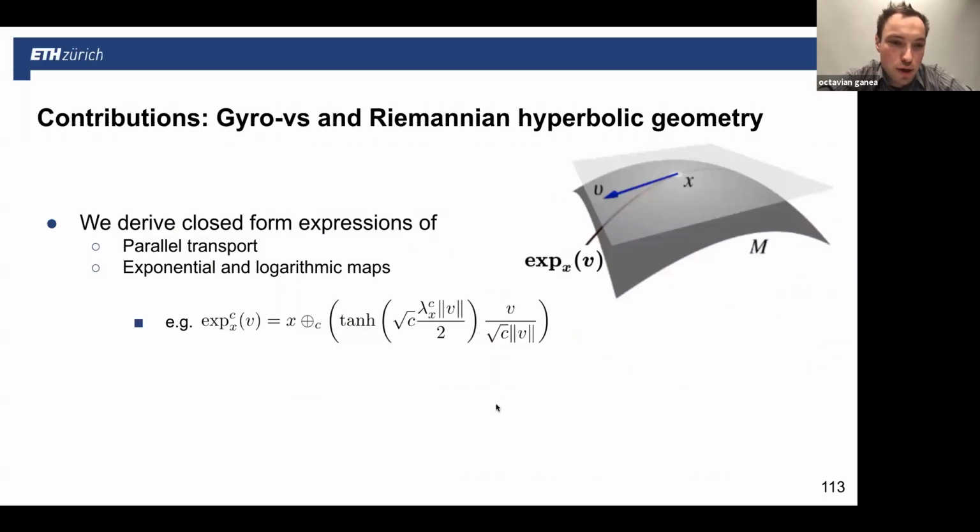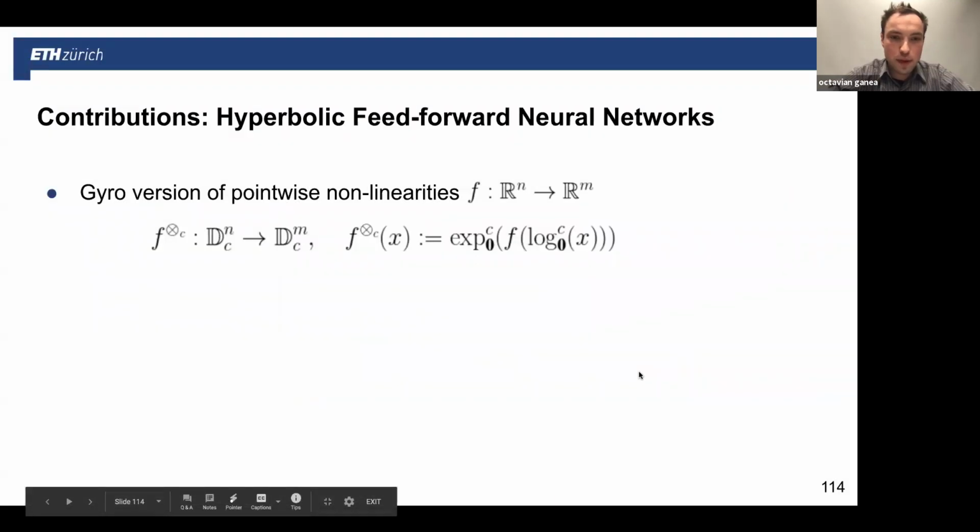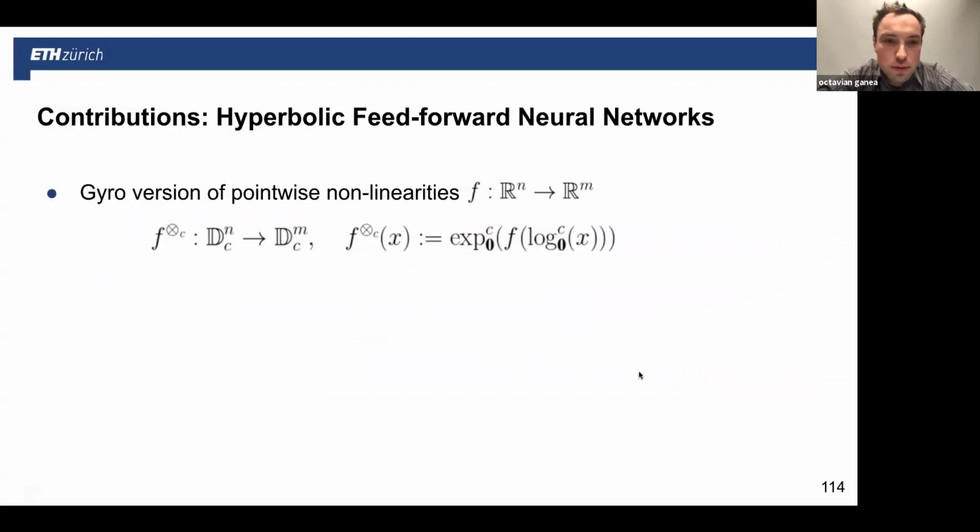So what we did in this work is that we derived closed form expressions for parallel transport and for exponential and logarithm maps, which are needed for, let's say, Riemannian optimization. So the exponential map now looks in closed form like it's shown here. And then we went on and designed hyperbolic feed-forward neural networks. Our idea is to adapt nonlinearities by using the concept of logarithm and exponential map at a point 0, or the origin.